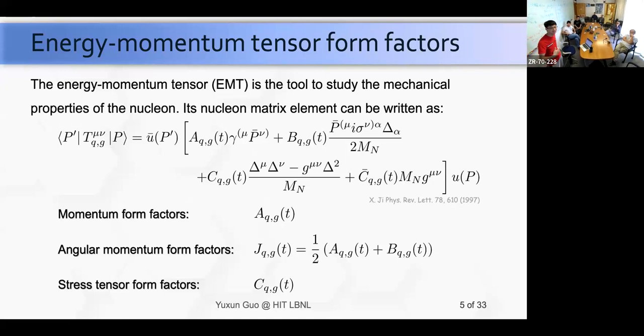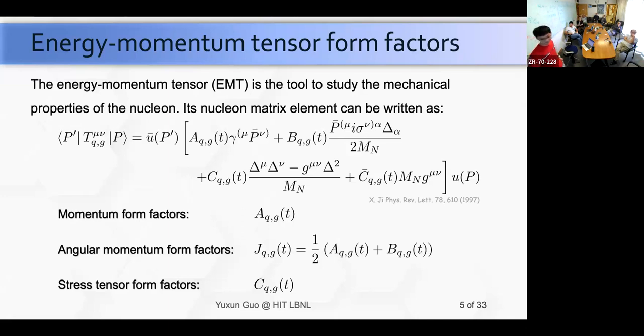And you can actually assign different physical meanings to them. For instance, the A form factor corresponds to momentum, because if you take the forward limit, A is just the momentum fraction of the quarks and gluons. And B can combine with A to give you the nucleon spin. If you combine the quarks and gluons together, it gives you exactly a half, which stands for the proton spin.